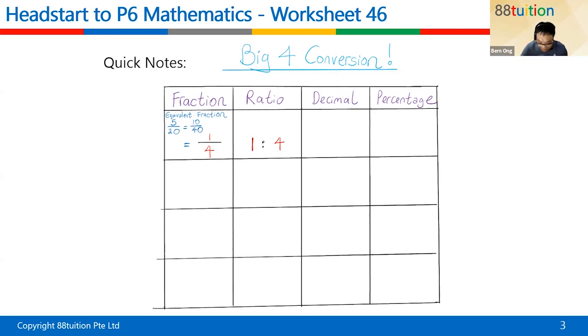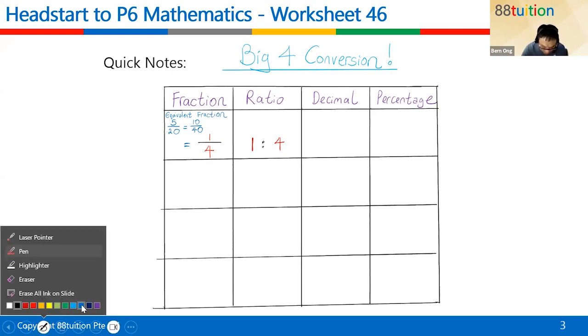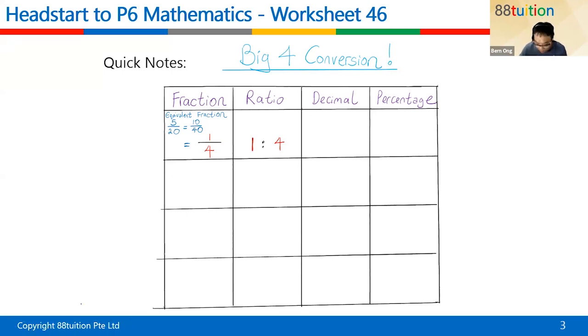Similarly for ratio, do you know that we always reduce to the lowest term also? For example, I have 4:16, and 4:16 is the same as 1:4. Why? Because I reduce to the simplest term. Divide by 4 on the left, divide by 4 on the right. It's basically the same thing as your fraction. So you need to learn how to reduce to the simplest form.